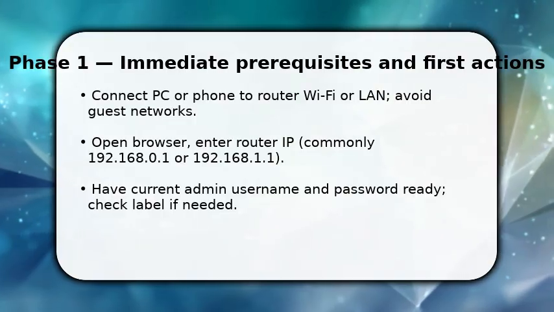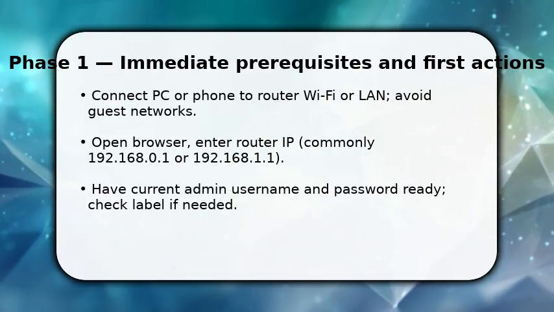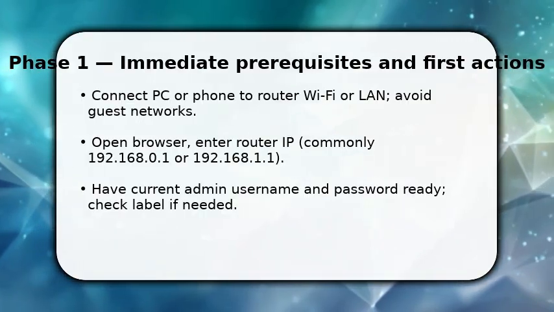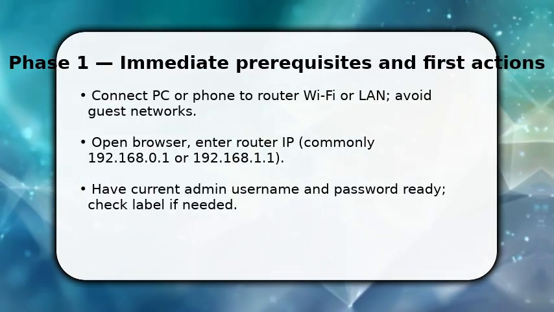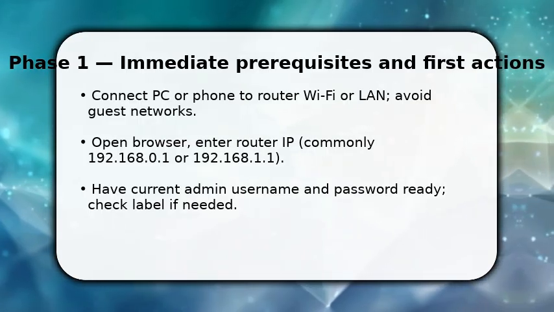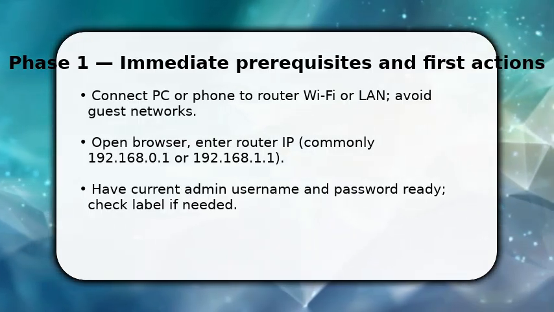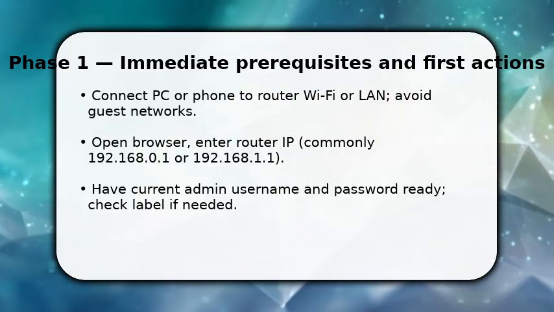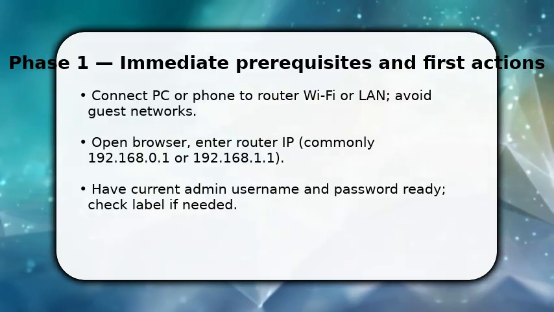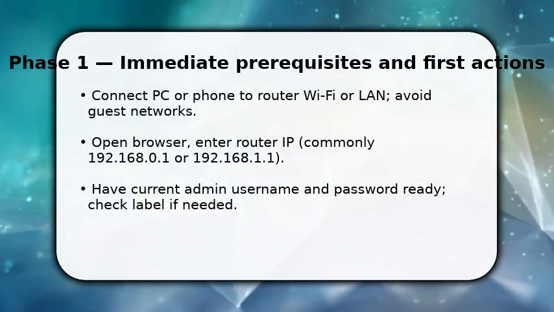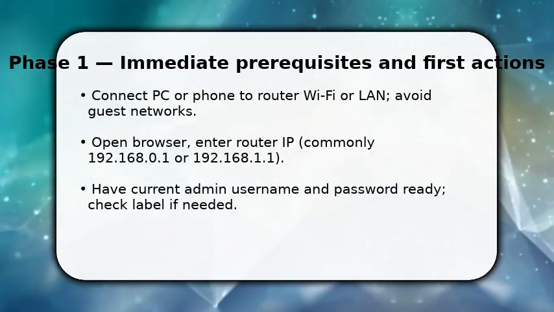You start by connecting directly to the 4G router, wired or on the main Wi-Fi, not a guest SSID. Once connected, open your browser and navigate to the router IP, typically 192.168.0.1 or 192.168.1.1 so you reach the admin console.